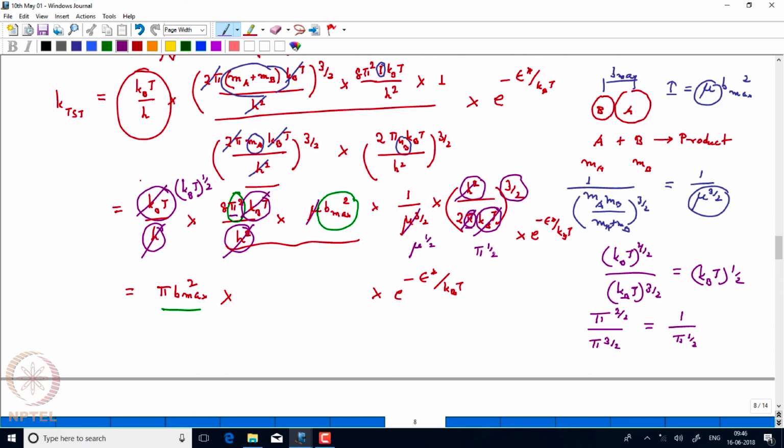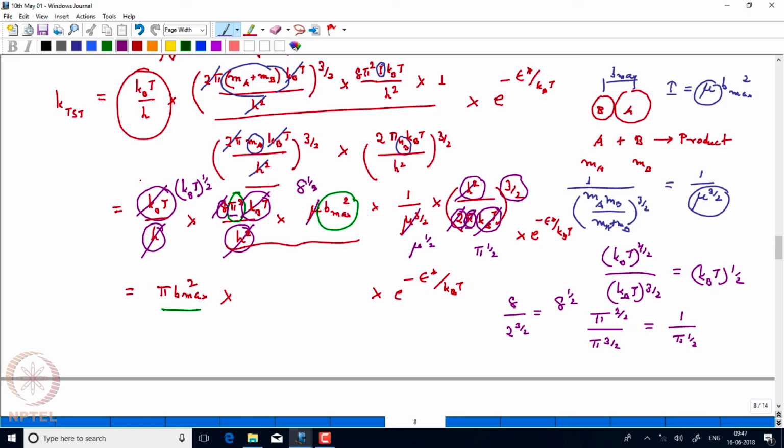And let us now look at the numbers. I have 2 here, 2 to the power 3 by 2, I have 8 here. So we can also have a look at how it goes. I have 8 divided by 2 to the power 3 by 2. So 2 to the power 3 by 2 is basically 8 to the power half. So overall I have basically 8 divided by square root of 8. So I'll have square root of 8, or 8 to the power half.